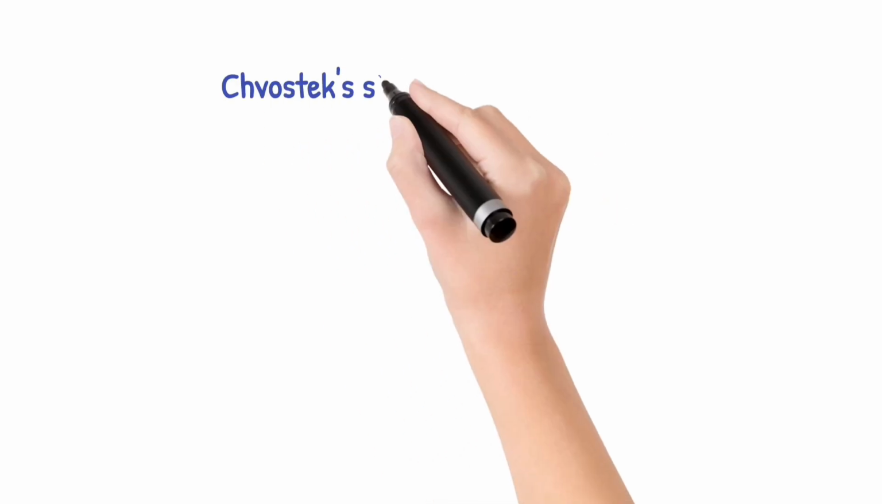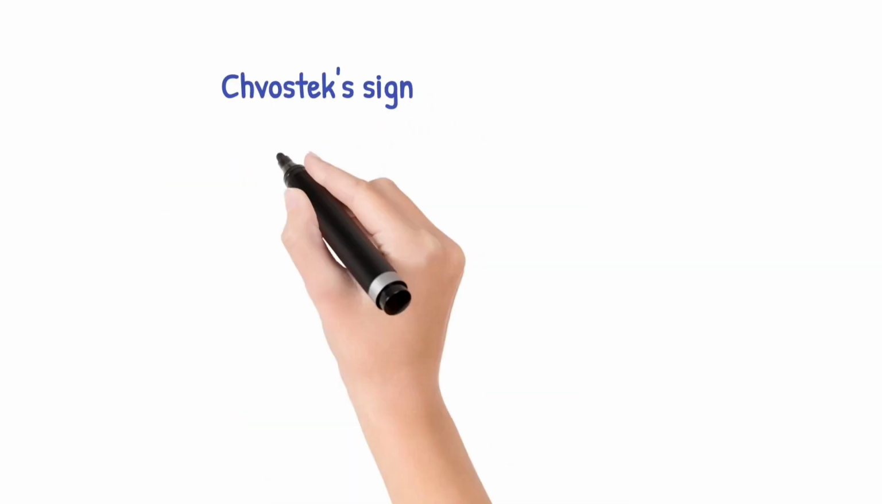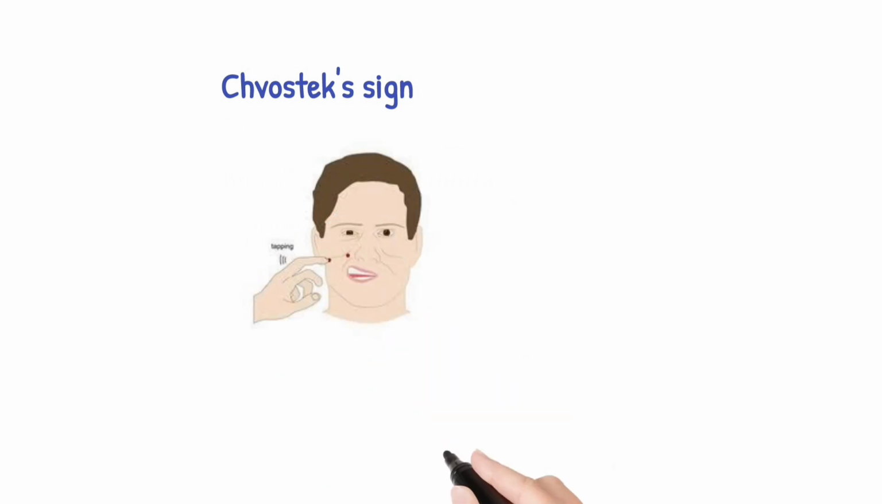Chvostek sign is a clinical finding associated with hypocalcemia. The sign refers to twitch of the facial muscle that occurs when gently tapping the individual's cheek in front of the ear. The Chvostek test aims to check the atypical reaction of the facial nerve, the nerve that innervates many of the muscles of the face.